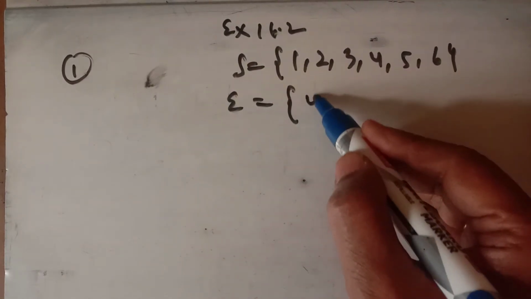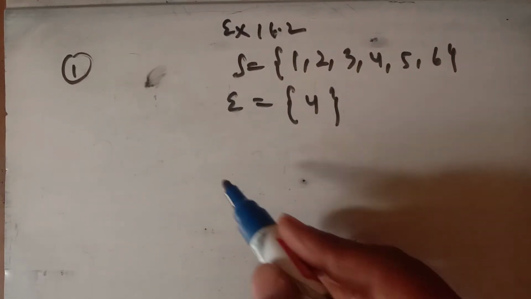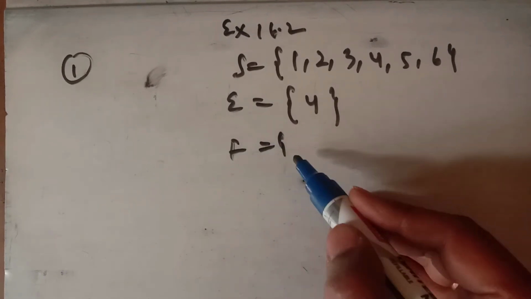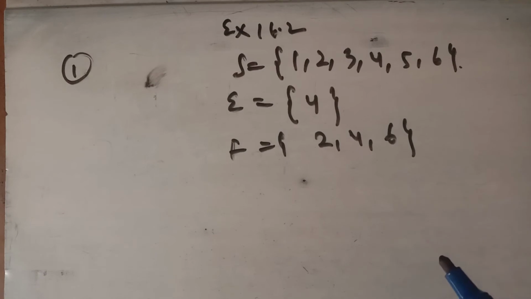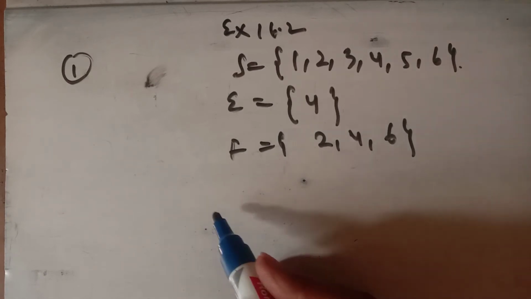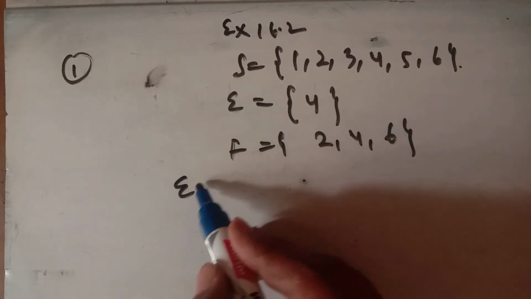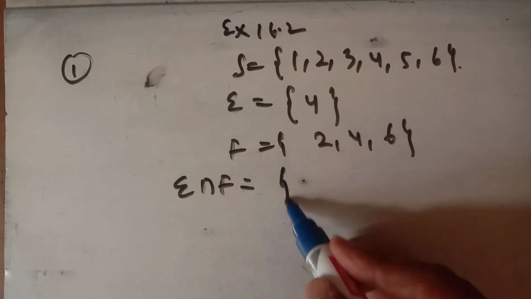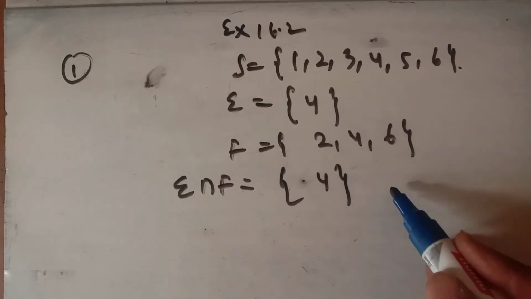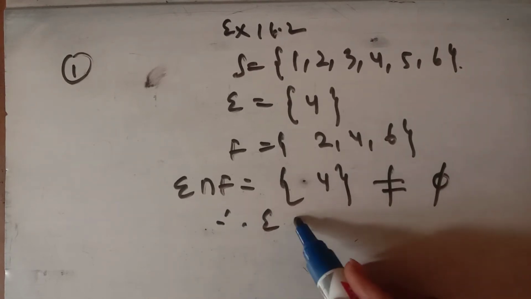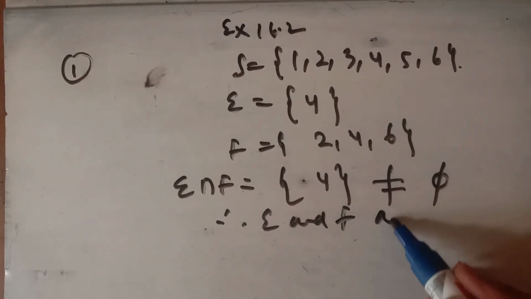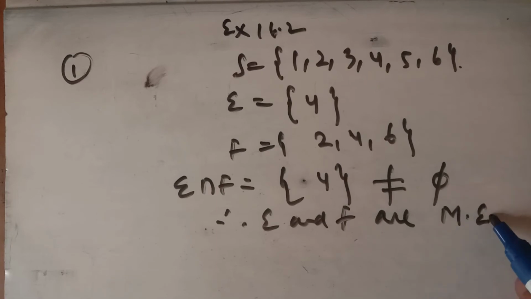Event हमें दे रखे, dice आपको 4 शो करता है. F event given है, the die shows even number, तो 2 4 6. This is the event of this. Now you have to find whether E and F are mutually exclusive or not. तो mutually exclusive के लिए what you have to do, you have to find their intersection, and intersection is coming out to be 4 and not equal to empty. So therefore E and F are not mutually exclusive events.